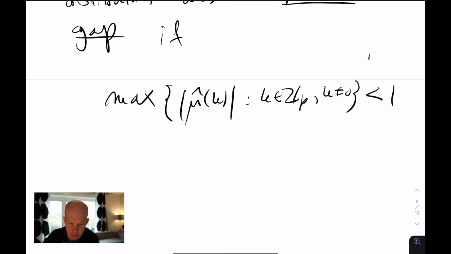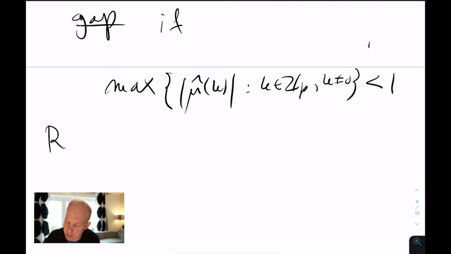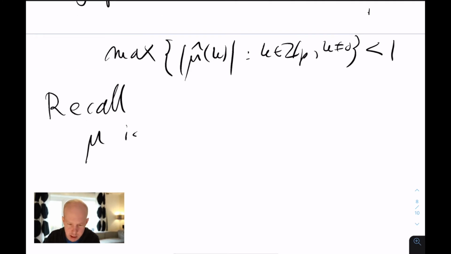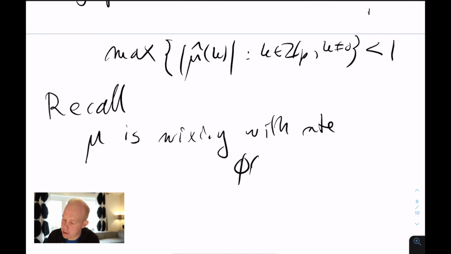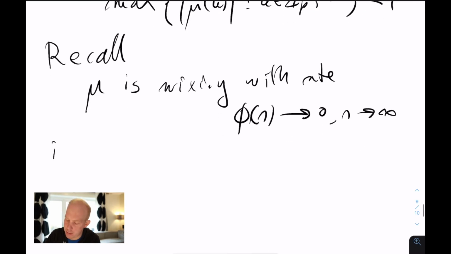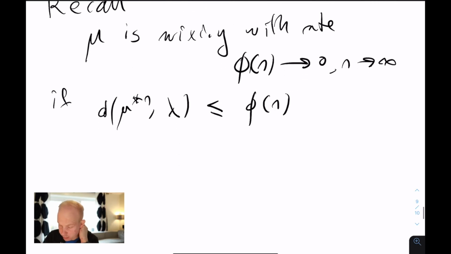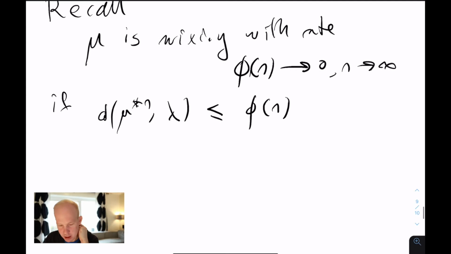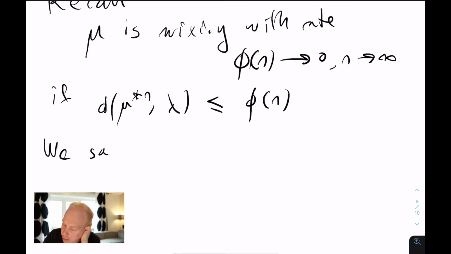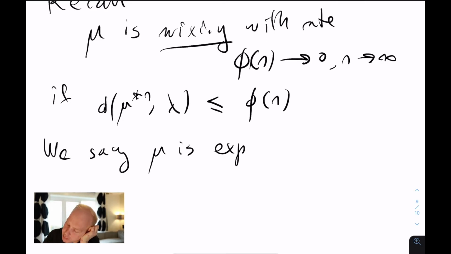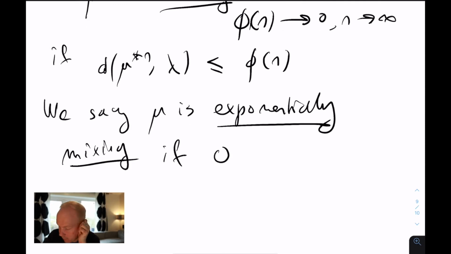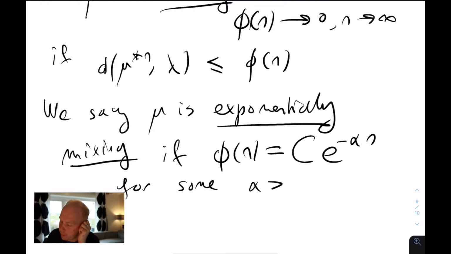So now you can very simply see that, if you recall, we say μ is mixing with rate φ(n) going to 0 as n goes to infinity if the total variation distance to the uniform is less than φ(n). So using this upper bound lemma, we can immediately see that there's actually an exponential mixing, in the sense that we say μ is exponentially mixing if φ(n) is maybe a constant times e to the power minus αn, for some α positive and c positive.